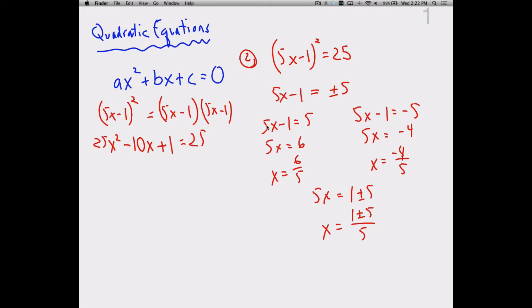We have a quadratic. You factor it. You break it into all the parts, and you'll still end up with these two answers. It's just that this method is quite a bit easier.